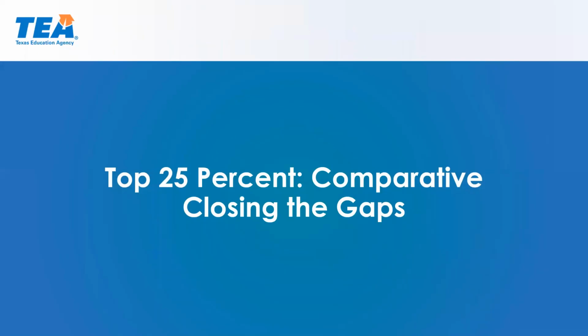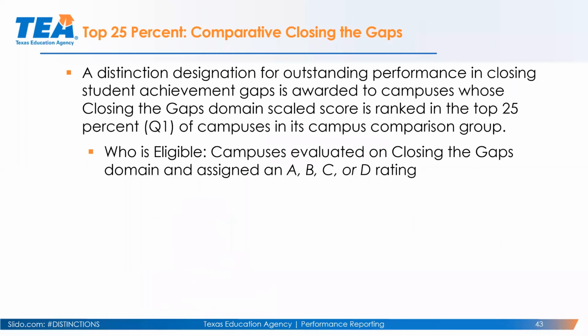Next is our top 25% for comparative closing the gaps performance. So a distinction designation for outstanding performance in closing student achievement gaps is awarded to campuses whose closing the gaps domain scaled score is ranked in the top 25%, or Q1, of campuses in its comparison group. So who is eligible? Campuses evaluated on the closing the gaps domain and assigned an A, B, C, or D rating.